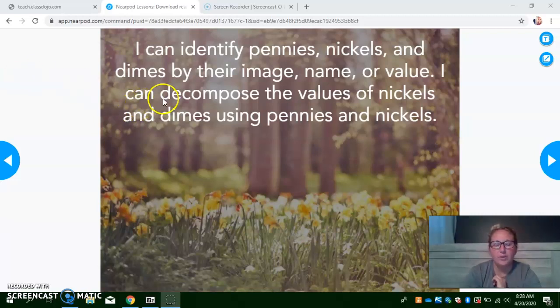Alright, so we have that really big math word right there, decompose. That means we're going to take apart. So we're going to take apart the value or the amount of a nickel or a dime, and we're going to decompose it and pull apart and have pennies and nickels. Kind of like what we do with quick tens and ones.